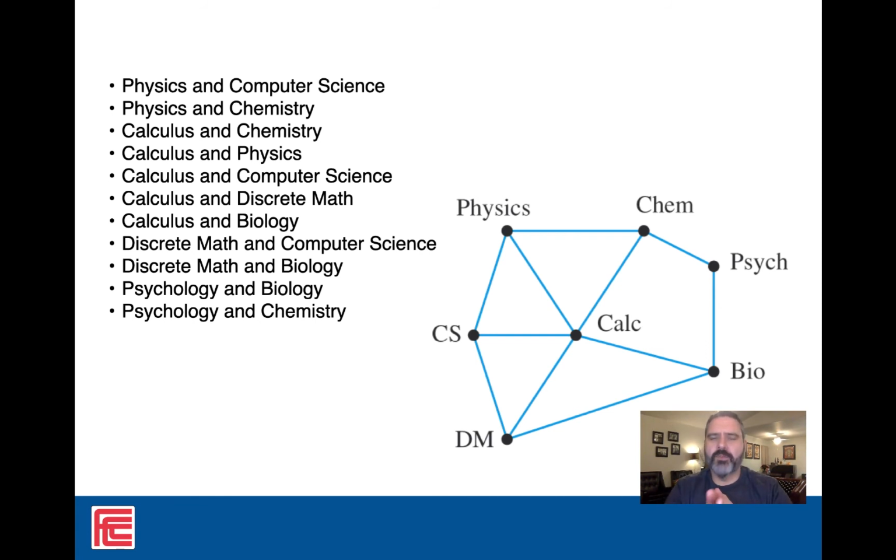So then there's also relationships between physics and computer science, and physics and chemistry. We would say that physics has a degree of 3. In fact, you can see that most of these have degrees of 3, except for calculus, which has 5, and psych, which only has 2. But that is a good representation of a model of our problem.